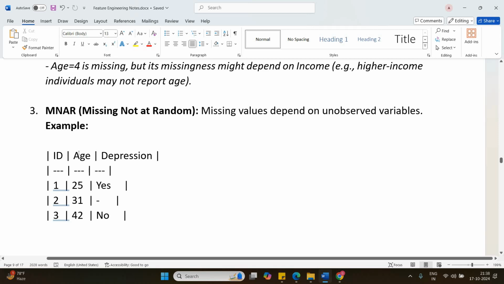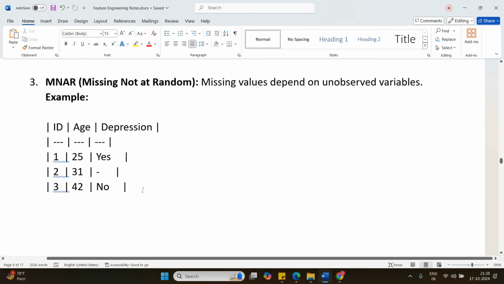Like here we have seen ID, age, and depression. So we are recording this data: ID, age, and depression. And someone might be hiding their depression state, but it may not be that any person of a certain age is hiding their depression, right? So it may be that the reason for hiding the depression is related to something else. It may be a fear of social trauma, right?